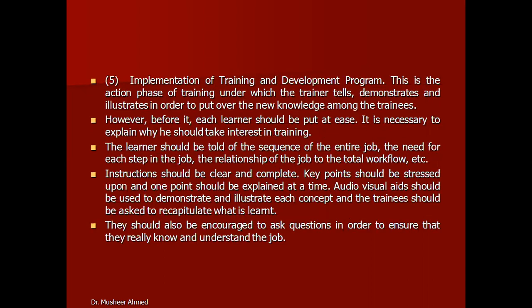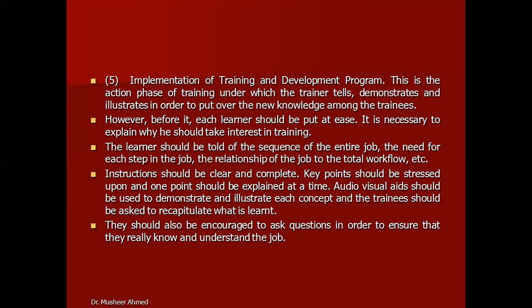Now moving further, fifth point: implementation of training and development programs. This is the action phase where the trainer tells, demonstrates, and illustrates in order to put over the new knowledge among the trainees, right? This is the final step where the trainer is demonstrating and illustrating.